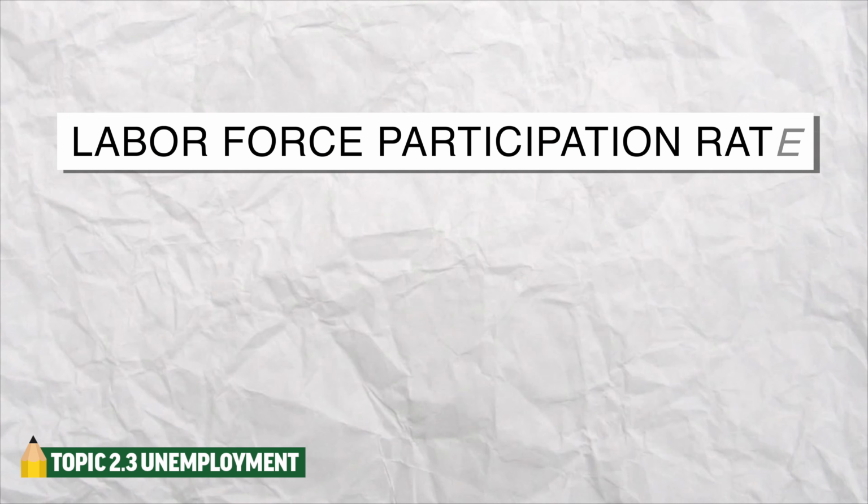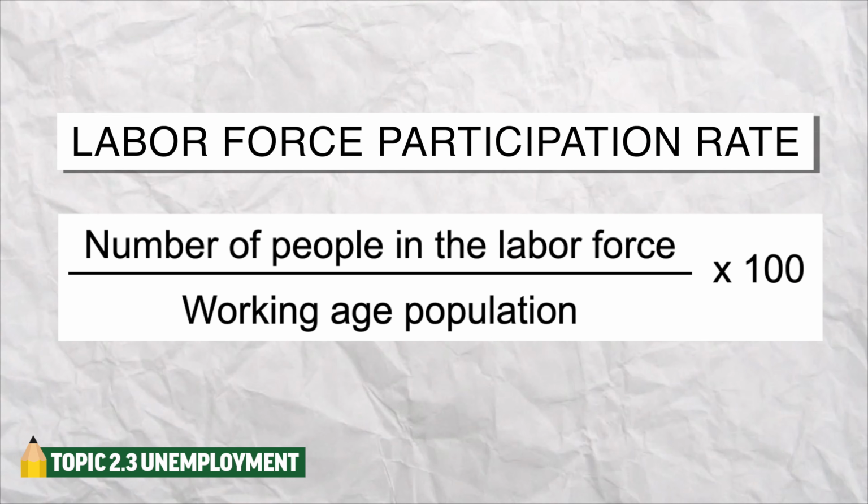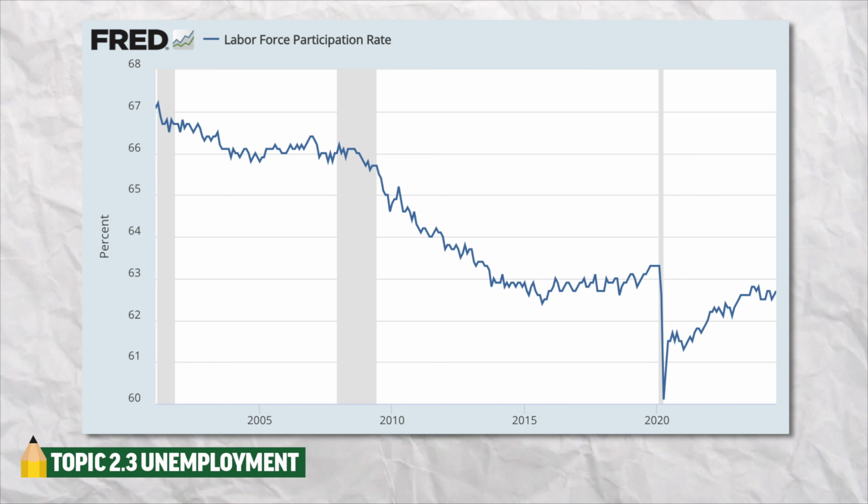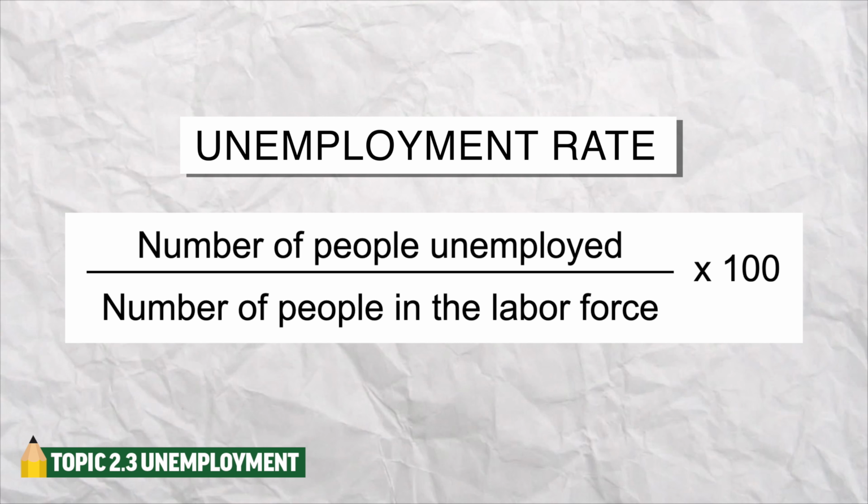The labor force participation rate is the number of people in the labor force divided by the working age population times 100. Currently in the United States, that's around 62%. The unemployment rate is the number of people actively looking for a job divided by the number of people in the labor force times 100.